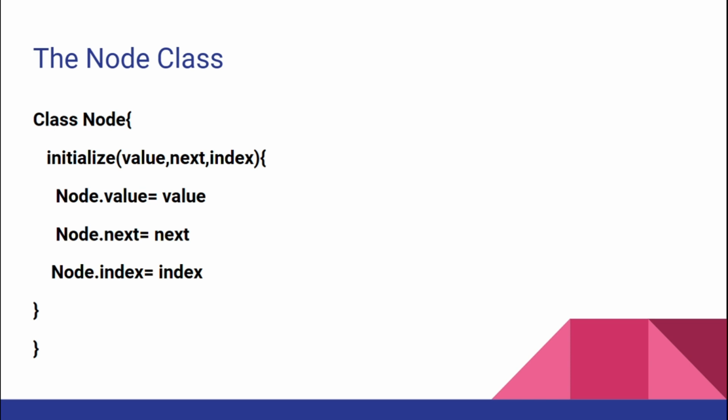The node class of the circular linked list consists of three attributes, just like the singly linked list: the value, the next, and the index. It's that simple. You can look at this pseudocode. We set the value attribute to the value argument, the next attribute to the next argument, and the index attribute to the index argument. This class will be referred to in the circular linked list class. So it's that easy.